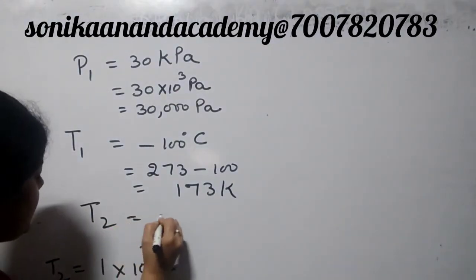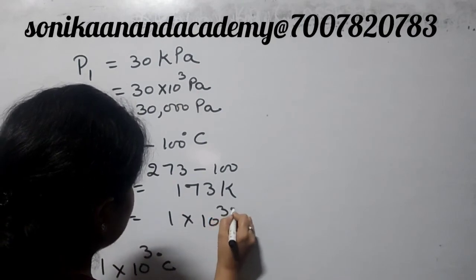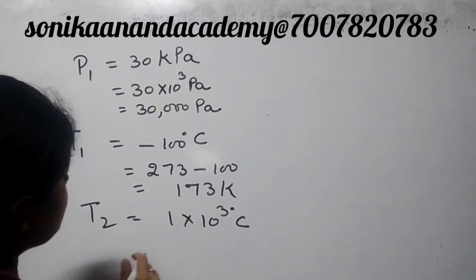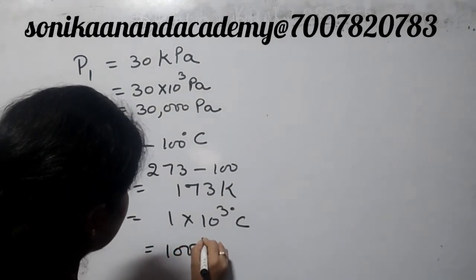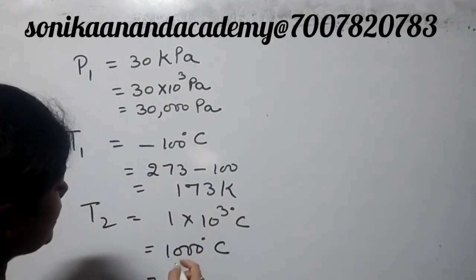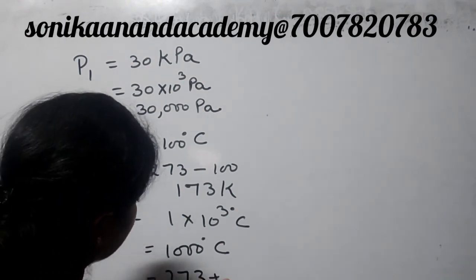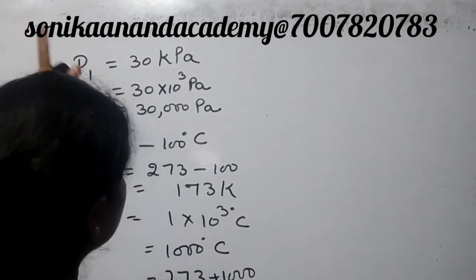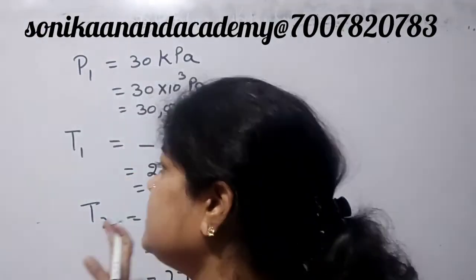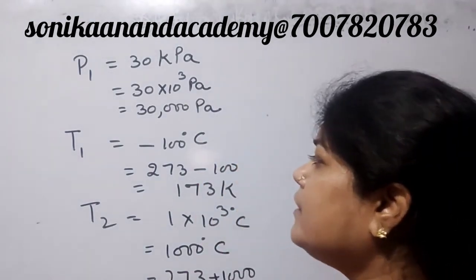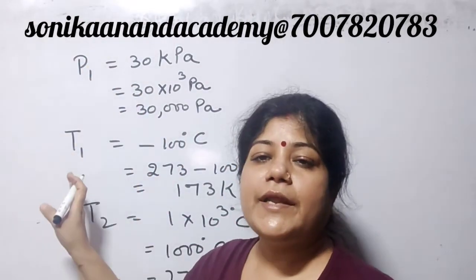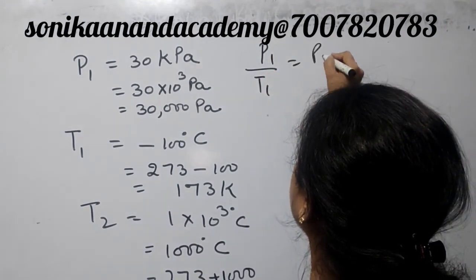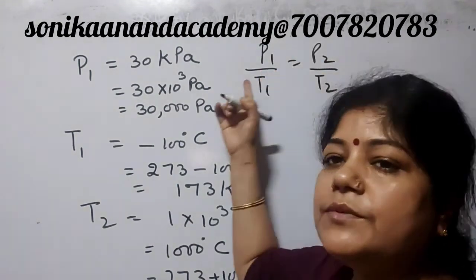Now the next one. Temperature T2 is given as 1 into 10 to the power 3 degrees Celsius. Now we have to convert it into Kelvin. So that means we have 1000 degrees Celsius. When we convert it, we get 273 plus 1000, and we are left with 1273 Kelvin. So these are all the data in the proper units by which we can easily solve the numerical. Now here the data given are pressure and temperature, so the formula we use is P1 over T1 equals P2 over T2. Clear?